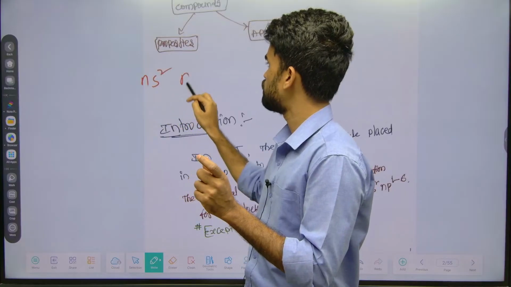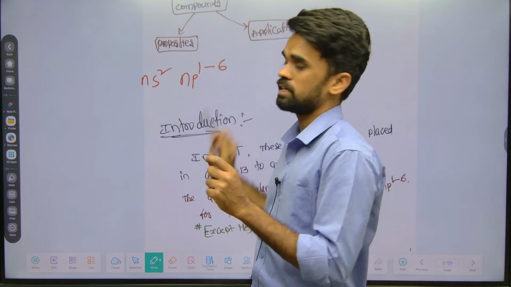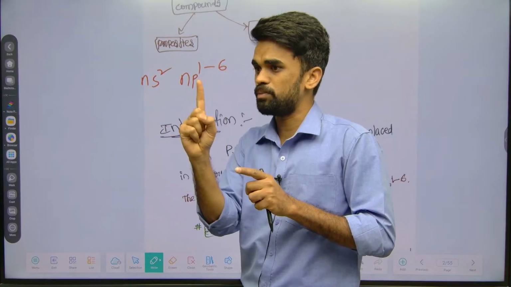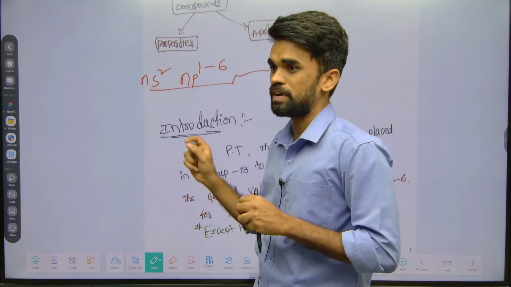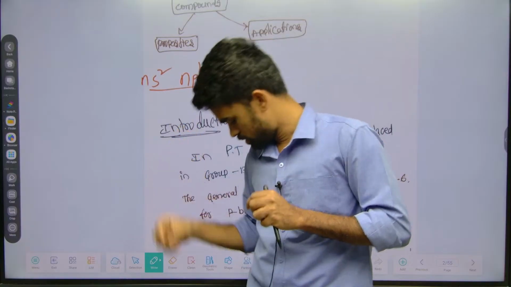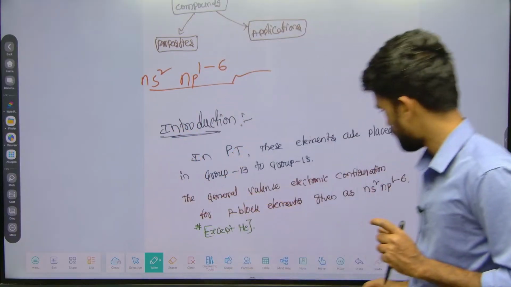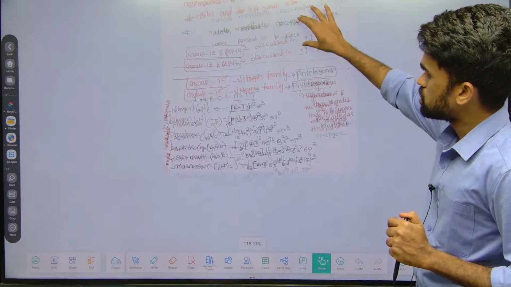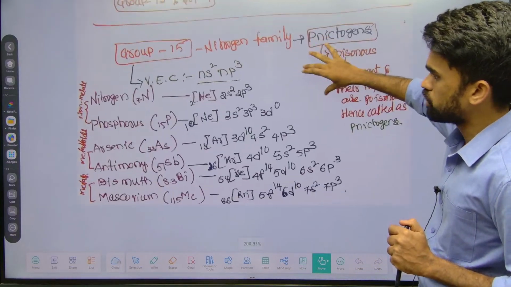ns2 np 1 to 6. Now if we observe the complete periodic table, in the P block side there is one element that won't follow this electronic configuration but lies in the P block only: helium. Okay, remember this. So up to the 13th group we discussed.